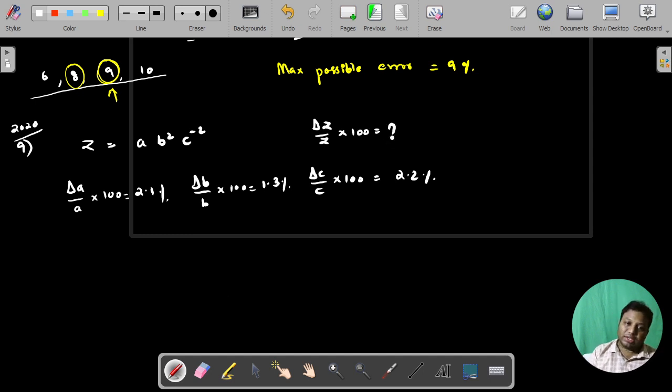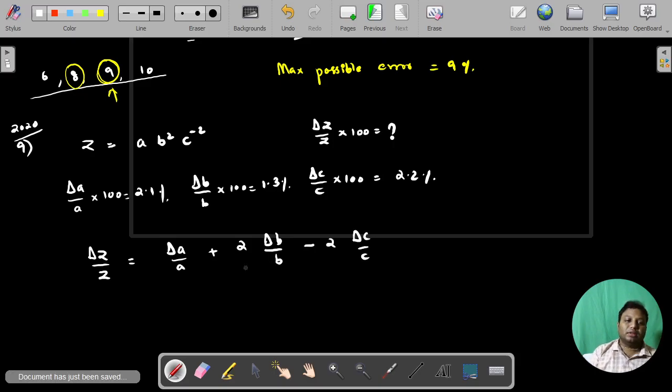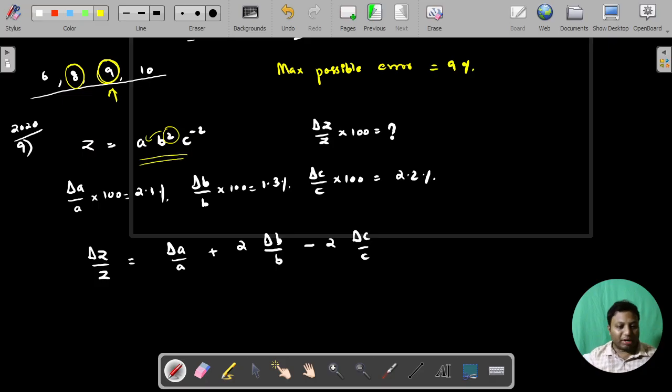So we shall follow the same procedure which we did for the 8th question. We write delta Z by Z equal to delta A by A plus 2 into delta B by B minus 2 into delta C by C. The standard thing we are doing here is bringing the exponent to the front. The three quantities are being multiplied here, so whenever multiplication is done among the quantities, we follow this standard procedure. You can find other solved examples in your class notes or textbook.